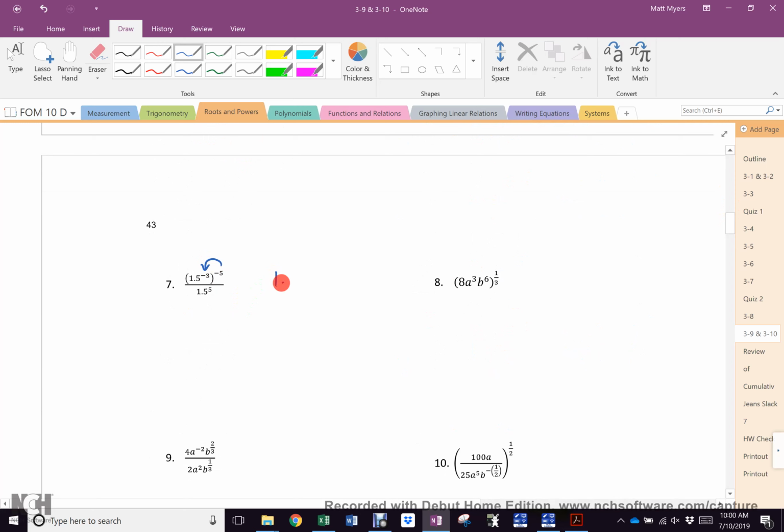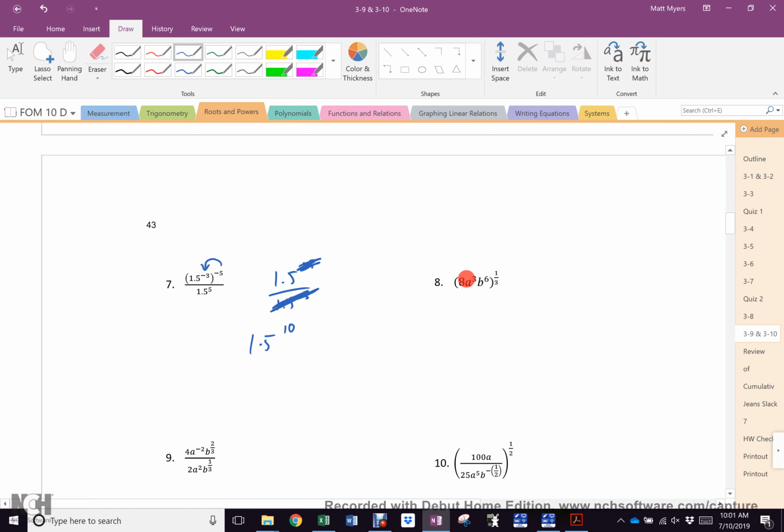Multiply. So it's 1.5 to the 15th over 1.5 to the 5. There's 5 on the bottom, there's 15 on the top. How many of that 15 is disappearing? 5 of them. 1.5 to the 10th.